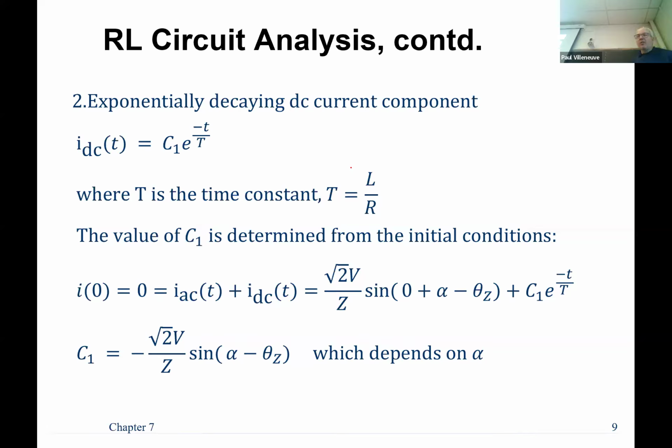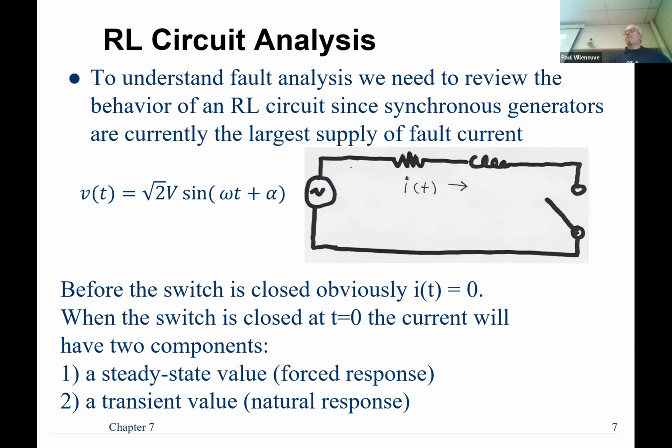Why did I say i of 0 equals 0? See if we got our thinking caps on. Why does i of 0 equal 0 when we energize this circuit? Yes, sir. No, the switch is closed at time t equals 0. Yes, sir. Because the current through the inductor can't change instantaneously, so because it was 0 at t equals 0 minus when the switch was open, when the switch is closed, it has to stay. That's exactly right. You can't have an instantaneous change in current, can you?